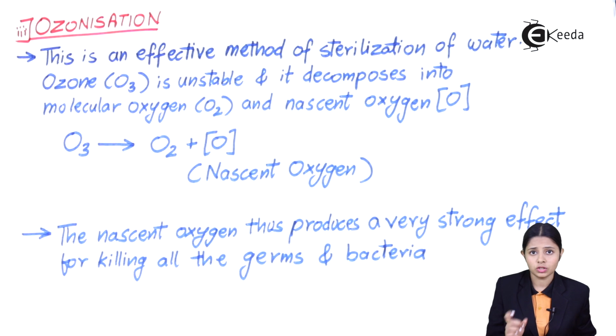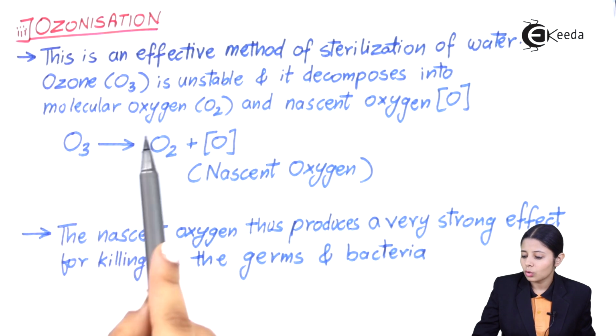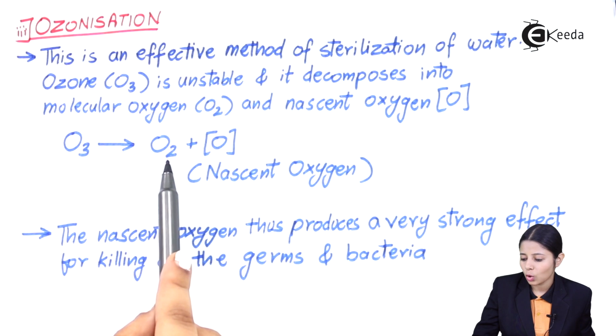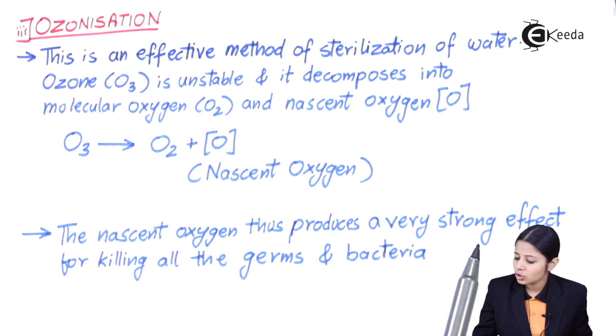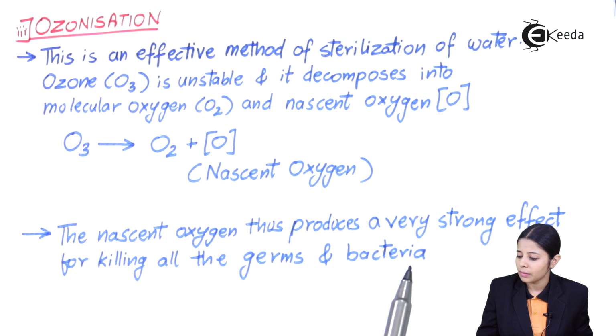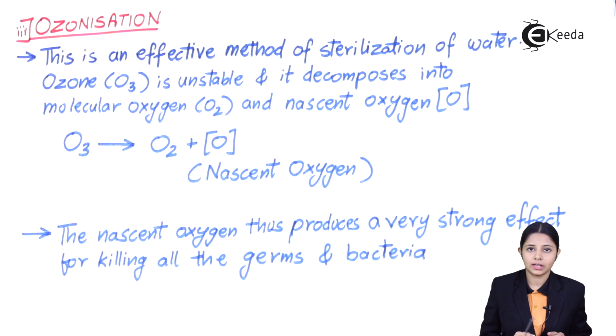The single O, nascent oxygen, is the most unstable form of oxygen, and that is the reason why nascent oxygen hunts for something to combine with. So you will never find nascent oxygen stable or alone. It will always be reactive and will react with something. Let us see the reactions here. We have O3, which is ozone. This ozone disintegrates into O2, which is oxygen, plus nascent oxygen O. The nascent oxygen produces a very strong effect for killing all the germs and bacteria, because it will go and mix with the germs and bacteria.